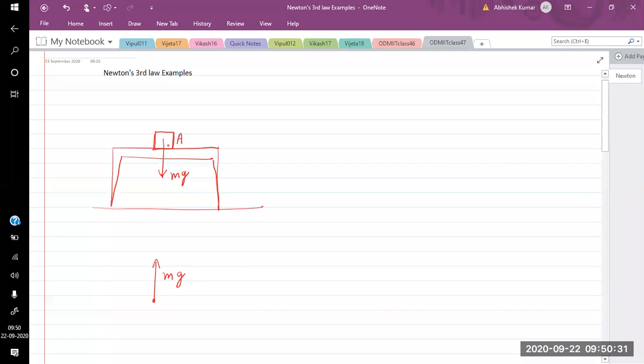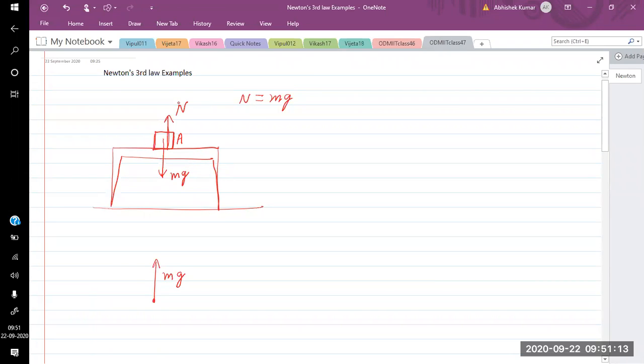But we have another force present here on the object, that is called normal. Since the object is not moving, the normal is equal to mg. The normal is balancing the mg. But the normal is not the action-reaction pair of mg. Normal is equal in magnitude to mg and opposite in direction, but still it is not the action-reaction pair, because mg is exerted by earth and normal is exerted by table. These are two different things, so we cannot say that the normal is the action-reaction pair of mg.